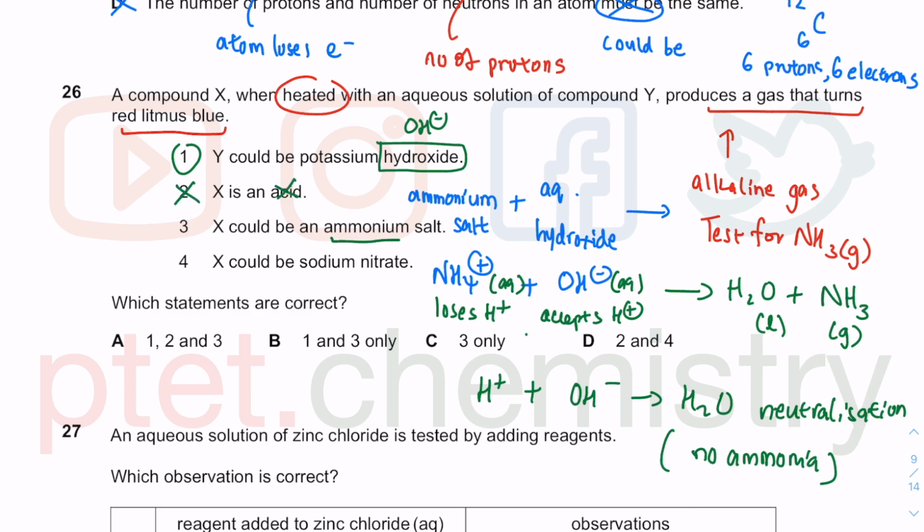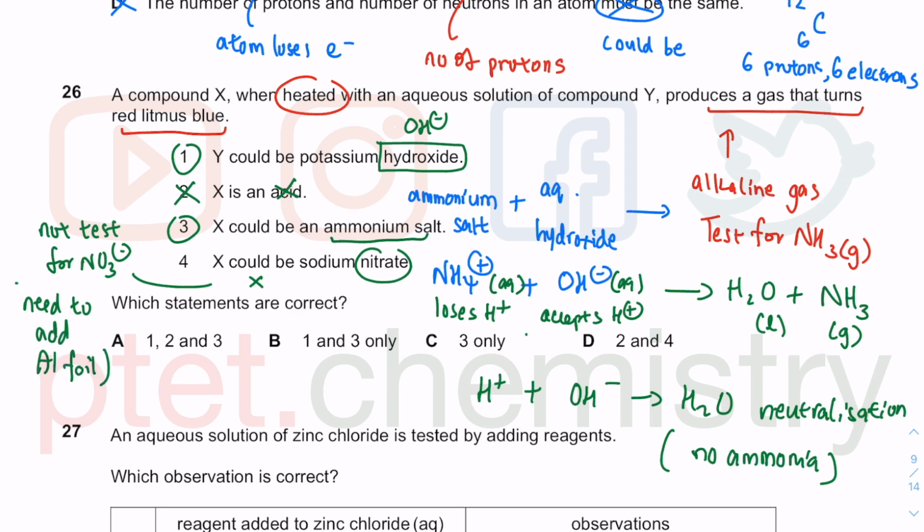It could be an ammonium salt, yes. X could be sodium nitrate, no, because these are not tests for nitrate. For nitrate, we need to add aluminium foil as a solid, and together with the sodium hydroxide, only then do you produce ammonia gas. So only 1 and 3 are correct there.